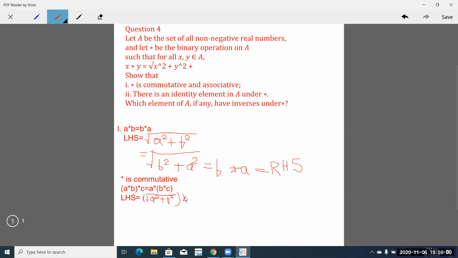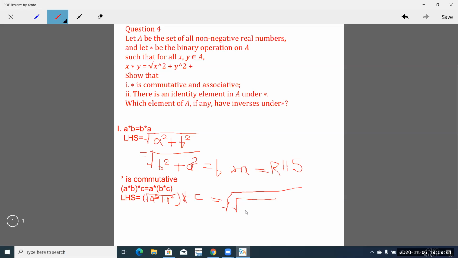So we star with c. What are we going to get? It would be the square root of the square root of a squared plus b squared, all squared, plus c squared. Very good. But when you square a square root, the square root is gone.